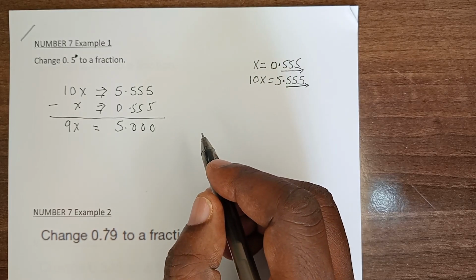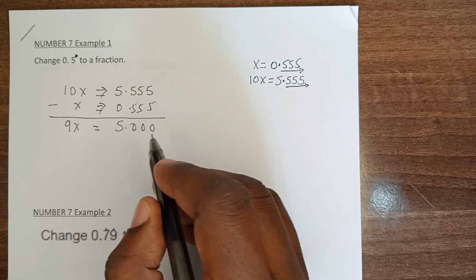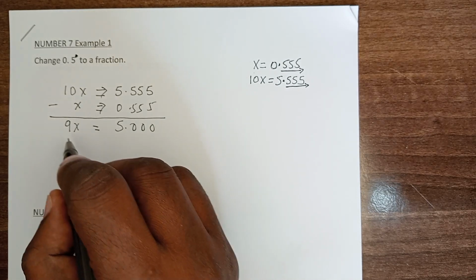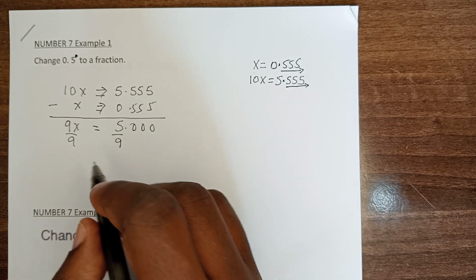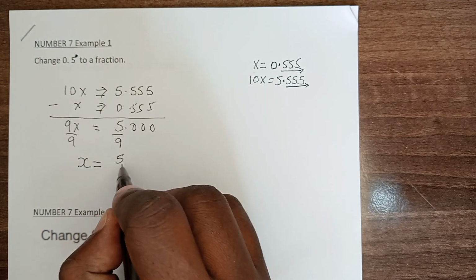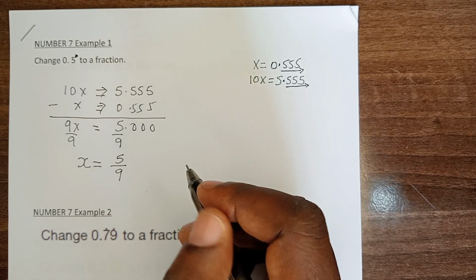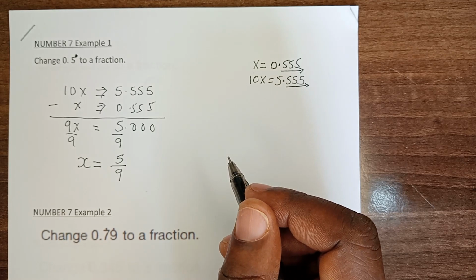Now, if you want to get our value of x in fraction form, we divide both sides by 9, and you realize that x is equal to 5/9. And that is how we can express 0.5 recurring as a fraction.